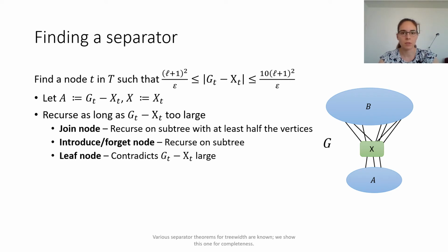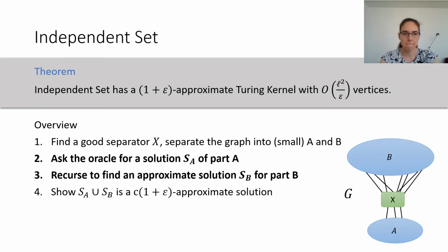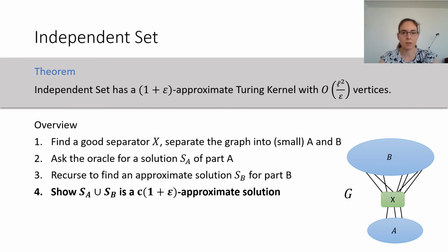Now there are many well-known theorems about separators in graphs of bounded treewidth. We proved this one in the paper, but it's really not that exciting. You can simply show that there actually exists a node for which this holds by doing some induction on the tree decomposition. Okay, so we're going to find such a separator. We've shown how to find such a separator such that A has size roughly L squared over epsilon and B is the remainder of the graph. We're going to ask the oracle for a solution in A, then we recurse to find a solution in B. And then it remains to show that indeed if we combine these two solutions, we get the desired kernel.